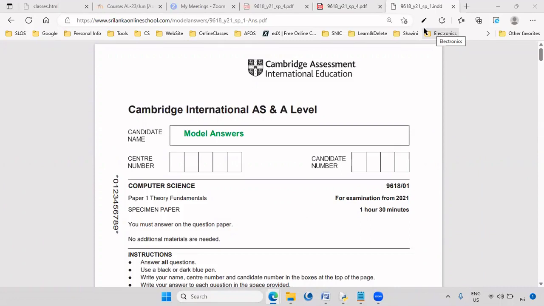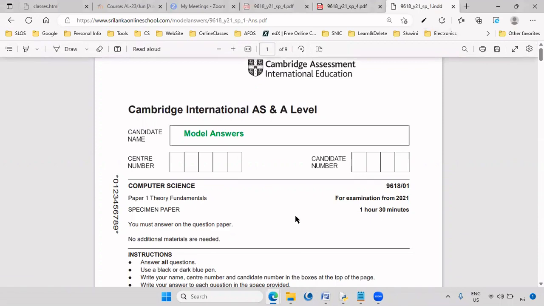So here are the model answers for specimen paper 1.